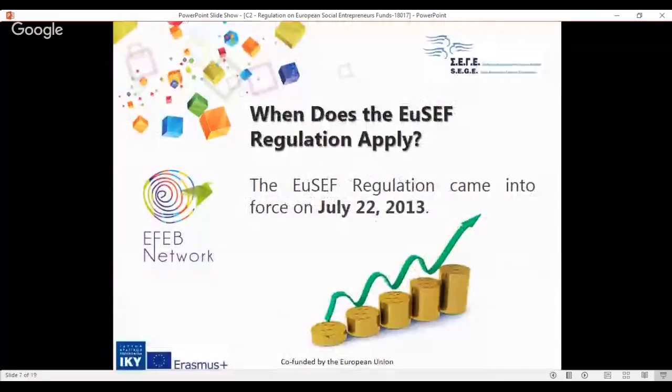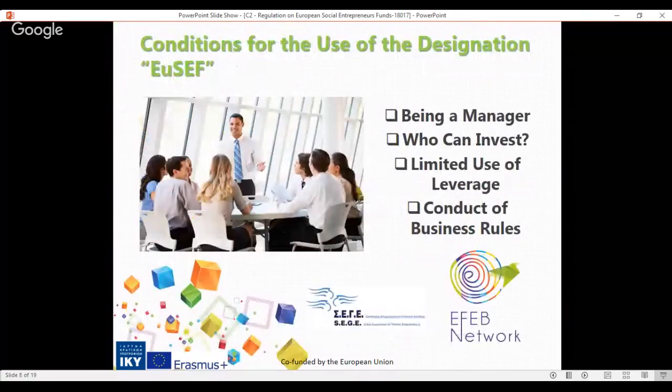So when does the European Social Entrepreneurs Fund regulation apply? The European Social Entrepreneurs Fund regulation came into force on July the 22nd, 2013. The conditions for the use of this designation of European Social Entrepreneurs Fund relate to being a manager, who can invest, limited use of leverage, and conduct of business rules.